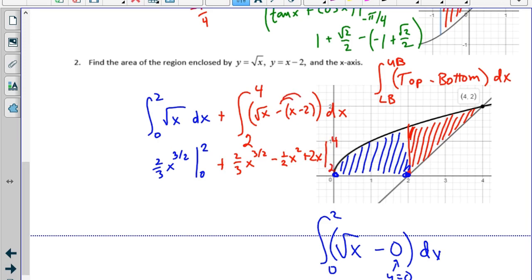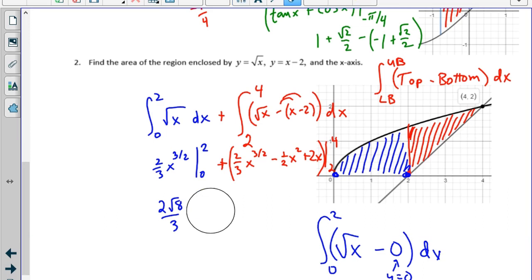So notice I could have distributed the negative sign, and that's why the signs end up being the way they are. So when I do all of this, I end up getting 2 root 8 over 3 plus 16/3. Sorry, the plus 16/3 is red, my fault. So that's the first part, 2 root 8 over 3, and then when I sub in 0, I get 0. So plus 16/3 minus 8 plus 8.